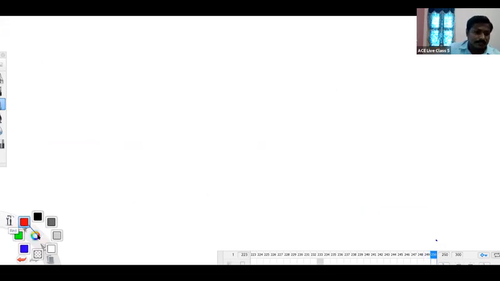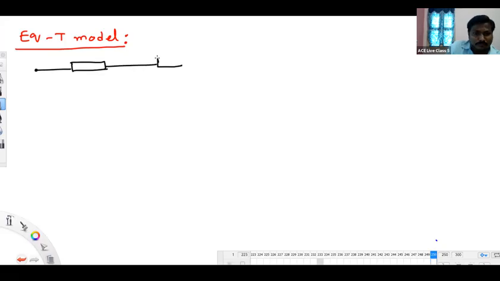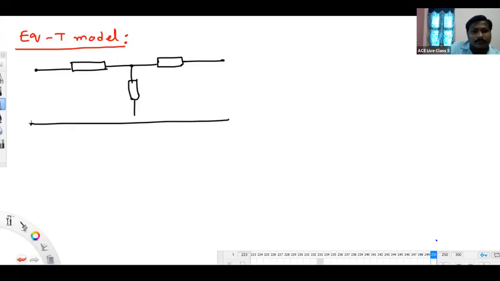Okay, next. Equivalent T model. So first let me show that T model here. Like this we have the T model, with Z dash by 2, Y dash, and again Z dash by 2.